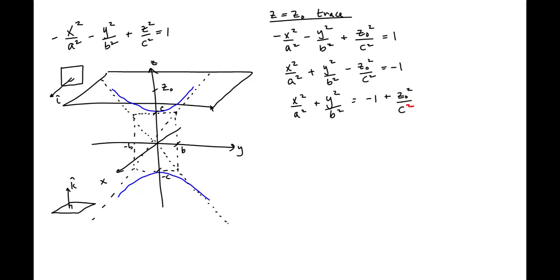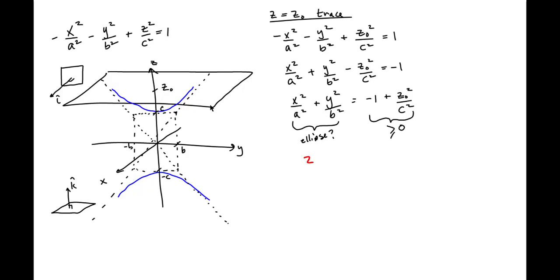Okay, well, let's take a look at this. Here we have something that is very reminiscent of an ellipse. We would get an ellipse only if this right side is a value greater than 0. We could potentially get a point if this value is equal to 0.